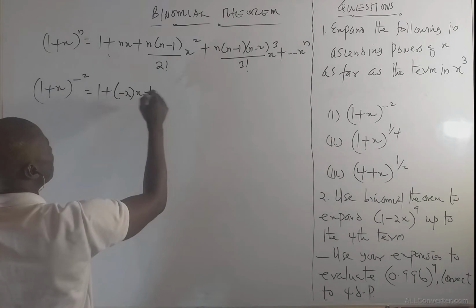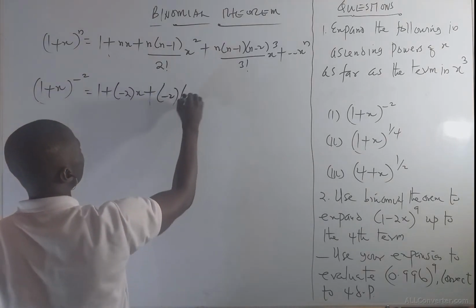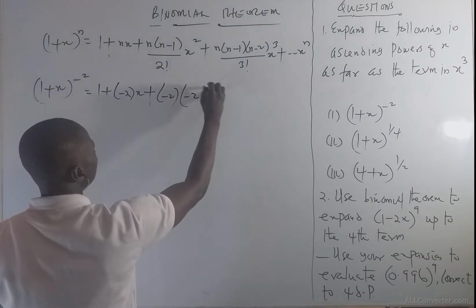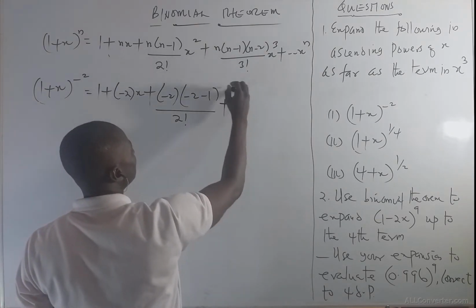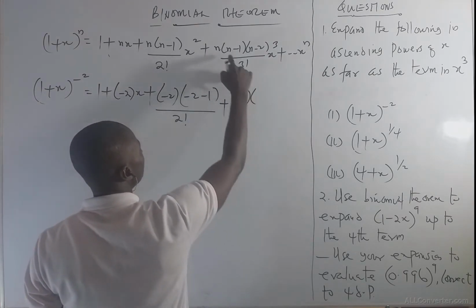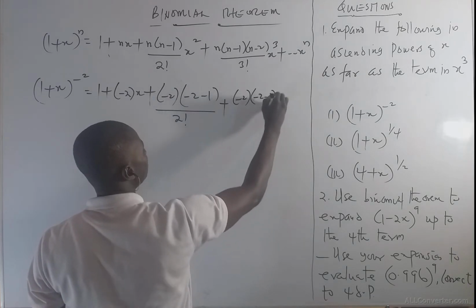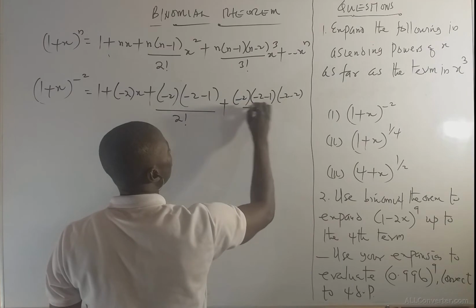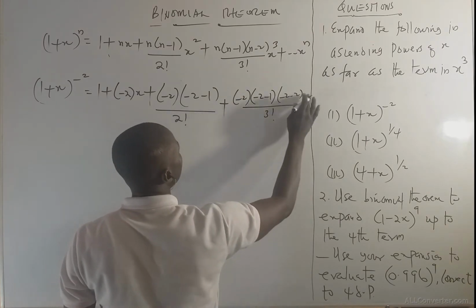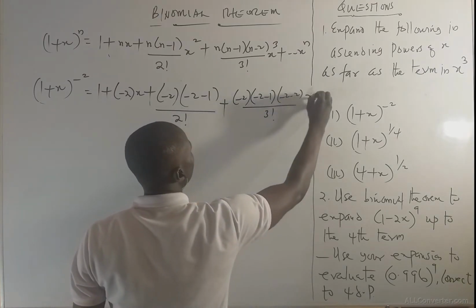Then you have n, and the n is minus 2, n minus 1. That is minus 2 times minus 2 minus 1 over 2 factorial, plus n, and n is minus 2, n minus 1, that is minus 2 minus 1, n minus 2, that is minus 2 minus 2, over 3 factorial. Then we have x cubed.